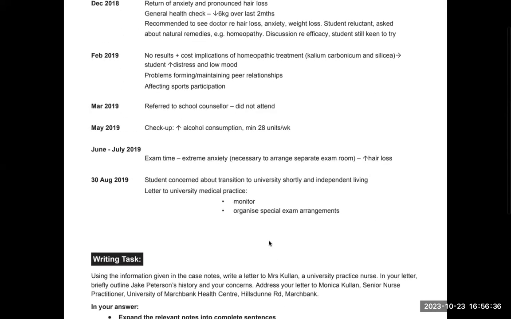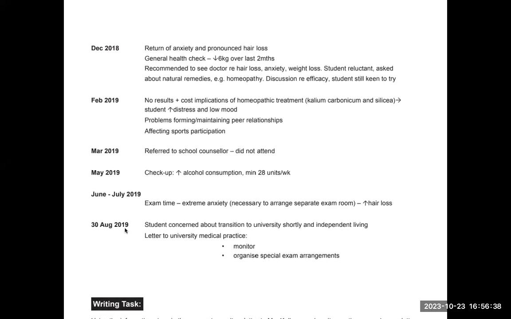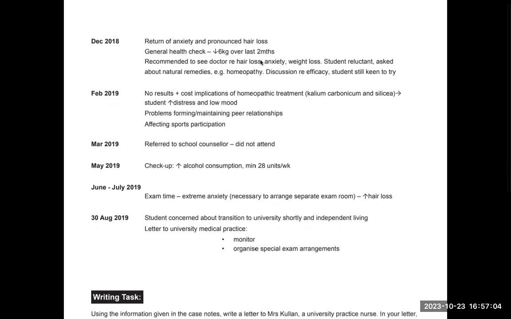Then in December 2018, today is August 2019, that means almost 9 months ago, return of anxiety, and there was pronounced hair loss. So again, now I understand this hair. Now I'm 100% sure that anxiety and hair loss are connected. So now I can make an easy letter that return of anxiety and pronounced hair loss. General health check. So weight was 6 kg less over the last 2 months. He has got loss of 6 kgs.